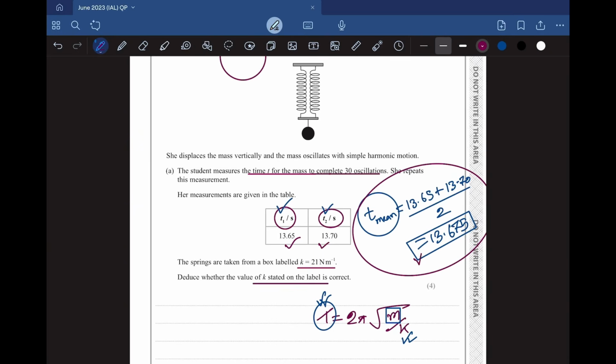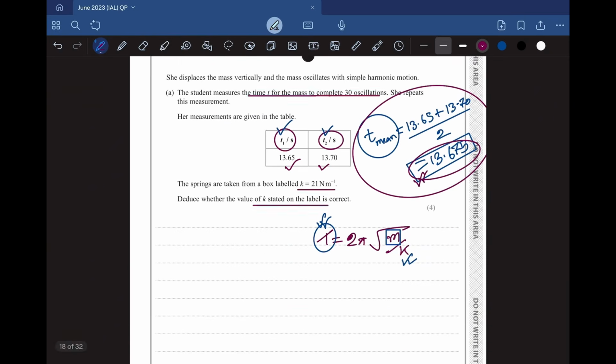So we will divide this by 30, as this is the time taken for 30 complete oscillations, and we need the time for one complete oscillation. So 13.675 divided by 30 will give us a value of 0.456, and this is the value we will use right here.